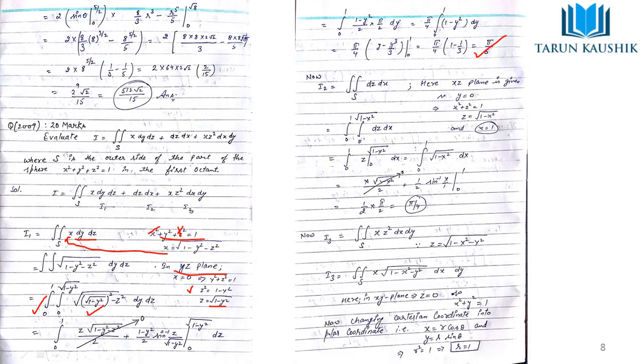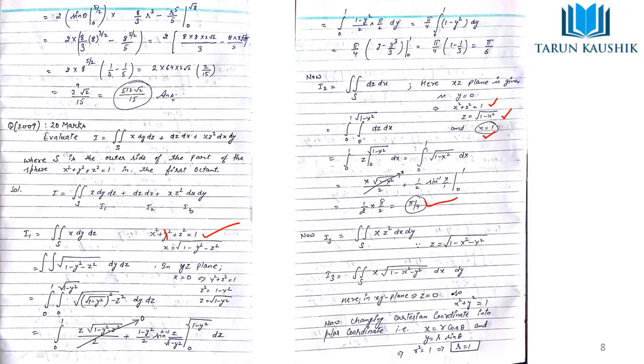Now again, I2 you can calculate by this. Again we are in the xz plane. In the xz plane, put the value of y as 0. When y is 0, we have x square plus y square plus z square equal to 1, that is x square plus z square equal to 1. Calculate the value of z, that is root of 1 minus x square, and x from 0 to 1. Just put the limits, get your answer.